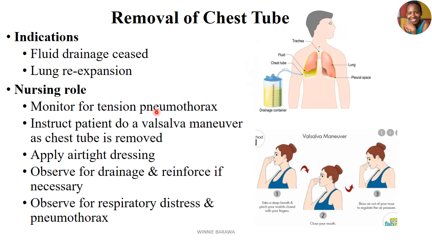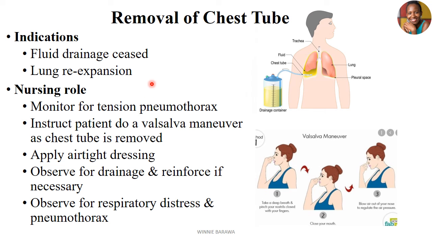And the other bit is understanding the removal of the chest tube. When are we allowed to remove the chest tube? Removal of the chest tube should be indicated when the fluid drainage has stopped, like you're sure the fluid has completely come out, and when you're sure that the lung has actually re-expanded. So two major indications: fluid drainage has stopped and lung has re-expanded. That's the best indication for removal of the chest tube.